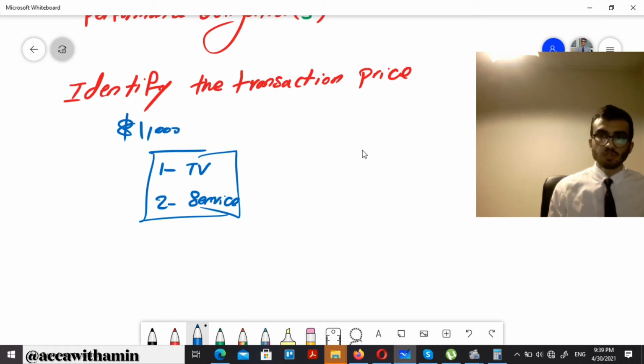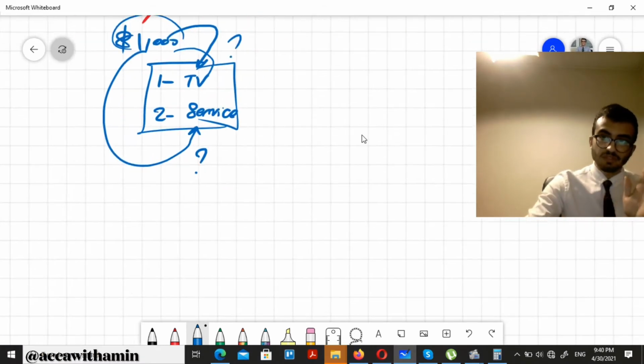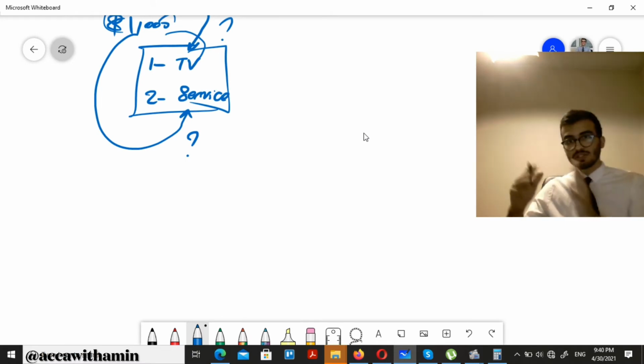The question coming to your mind is how much of this $1,000 is for the TV and how much is for this service? We need to identify this. We need to allocate this $1,000, a part to TV, a part to service. But how? Based on the contract, based on the information available, based on the methods that we may have, I'm going to explain through an example, which is quite understandable for all the students who might have this question in their mind, whether it is easy to calculate or not.